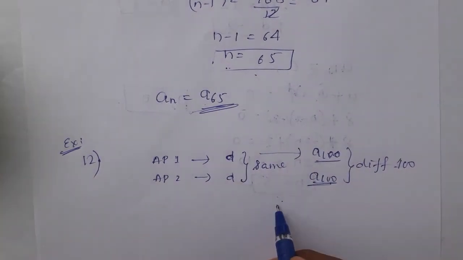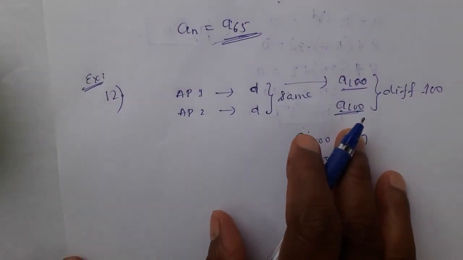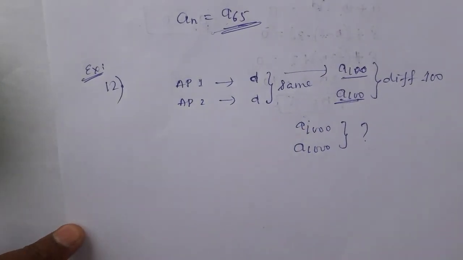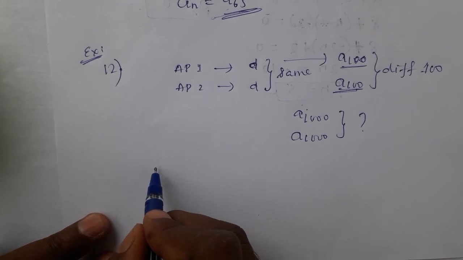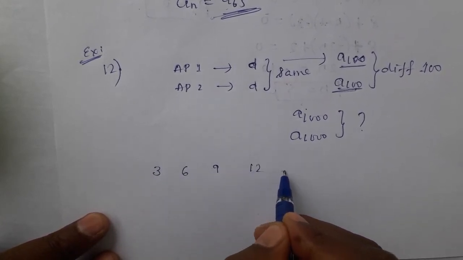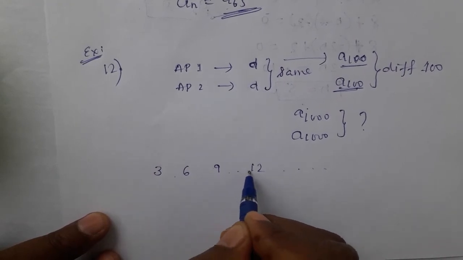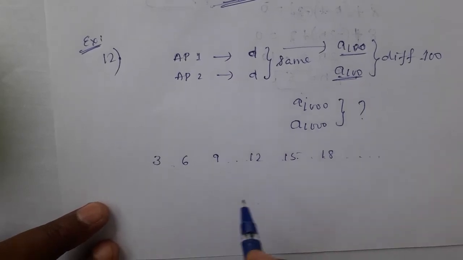The first AP has a 1000th term A1000, and the second AP also has a 1000th term A1000. What is the difference between these two? That is the question. I'll give you one example to get this answer easily. So I write an example: 3, 6, 9, 12, 15, 18 and so on. This is one AP.